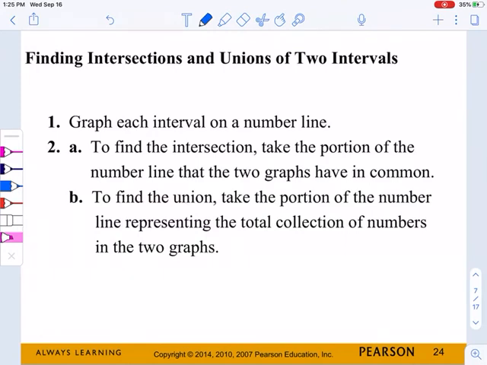Finding intersections and unions of two intervals. So step 1 says to graph each interval on a number line. And then for step 2, part A, to find the intersection, take the portion of the number line that the two graphs have in common. Intersection is what's in common. To find the union, take the portion of the number line representing the total collection of numbers in the two graphs. So remember, we talked about this prior to this lesson.